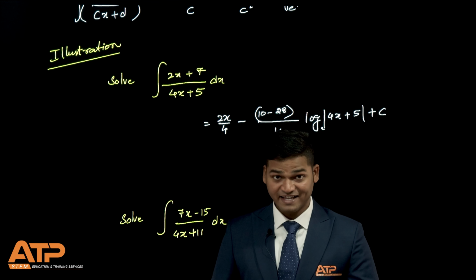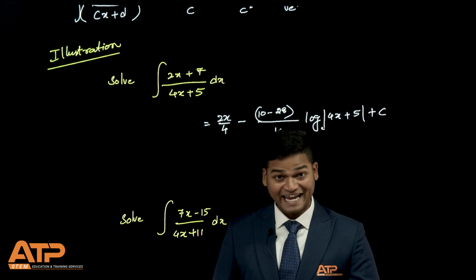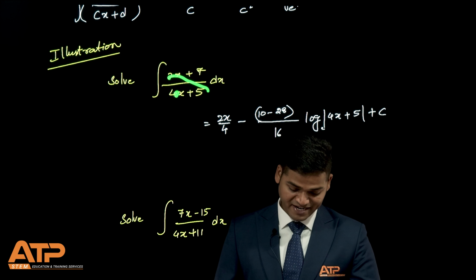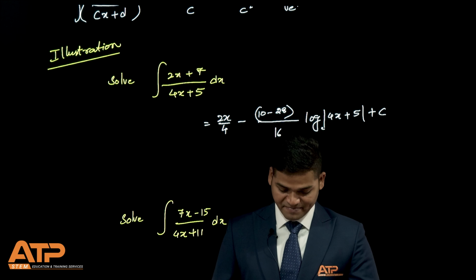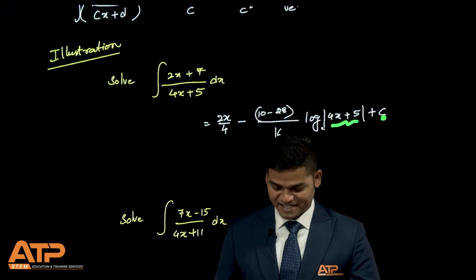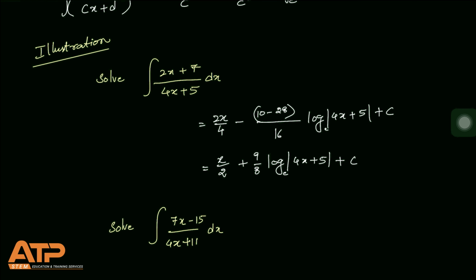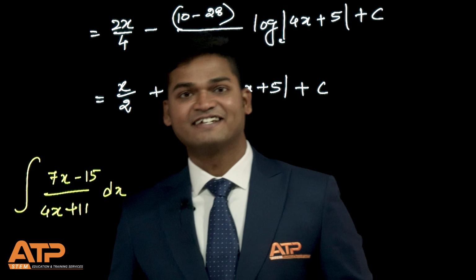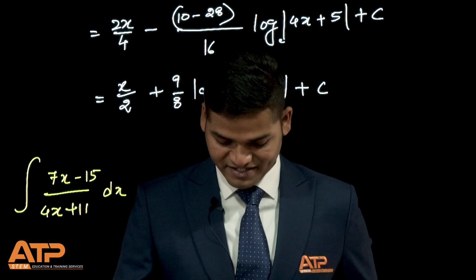So that is ax by c, 2x by 4, minus ad minus bc, that is 2 into 5 minus 7 into 4, divided by c square, that is 4 square, log mod of the denominator plus c. Okay. So if we simplify it, we're going to get x by 2 plus 9 by 8 log mod of 4x plus 5 to the base e plus c. So we got it just like that in seconds. Okay, let's go to the next question.